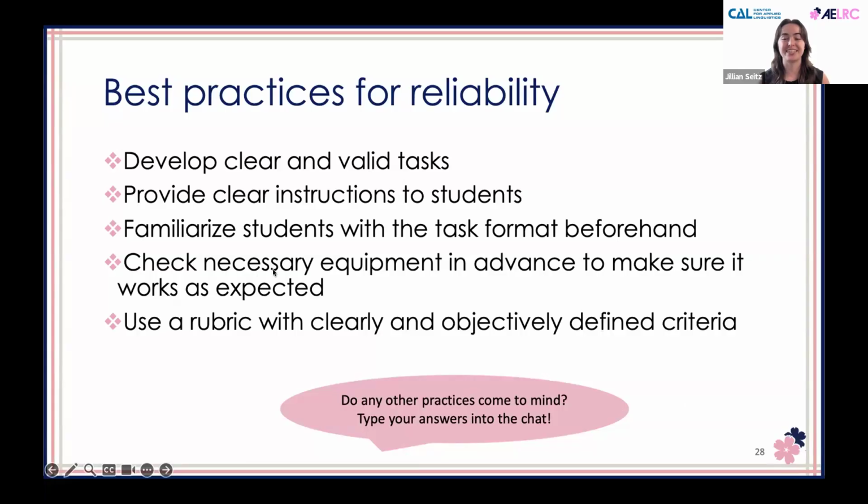We're going to talk more about rubrics at the end of this webinar. Please feel free to share any of your own reliability practices in the chat.